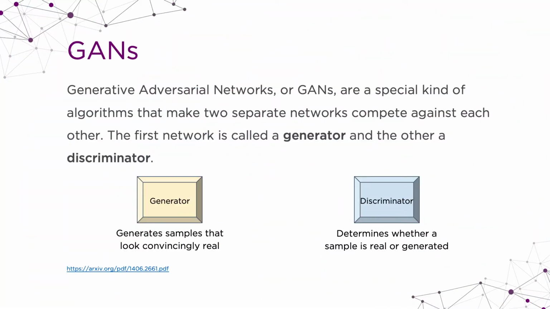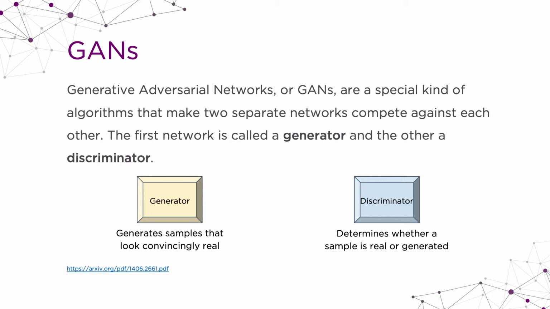So now we're going to take a bit of a detour, and we're going to talk about generative adversarial networks. And these are typically referred to as GANs. GANs are a special kind of algorithm, and it's very interesting the way that it works. They make two separate neural networks compete against each other.